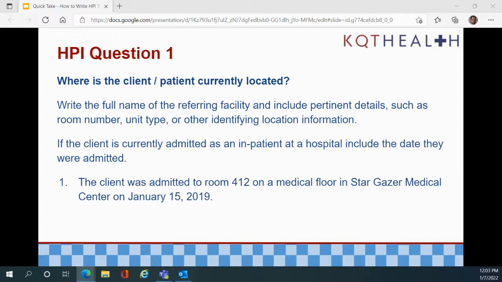HPI Question 1. Where is the client-patient currently located? Every non-emergency medical transport starts from some specific location. In answering this question, you want to identify that specific referring or pickup location by name. Also, be sure to include other identifying information, such as room numbers and/or unit names, when applicable. If your client is currently admitted to an acute care hospital as an inpatient, include the date of admission in your response to question 1. Example: the client was admitted to room 412 on a medical floor in Stargazer Medical Center on January 15, 2019.